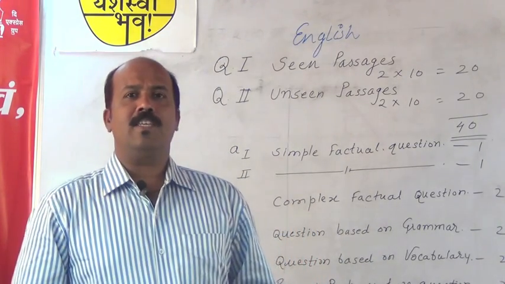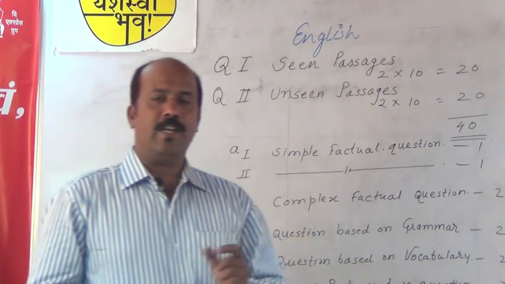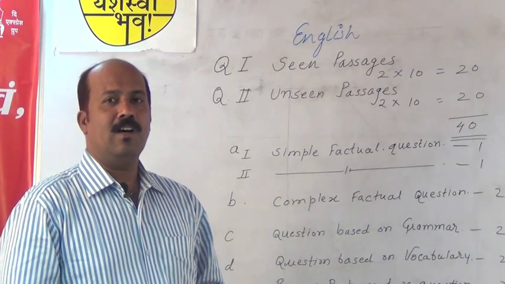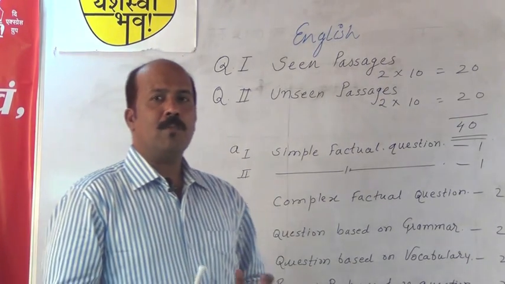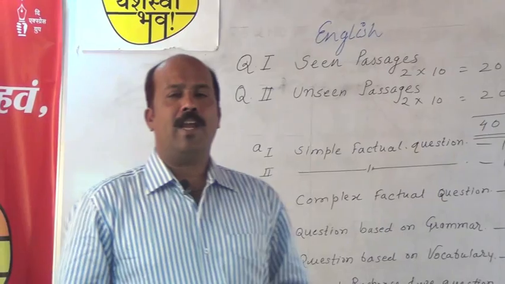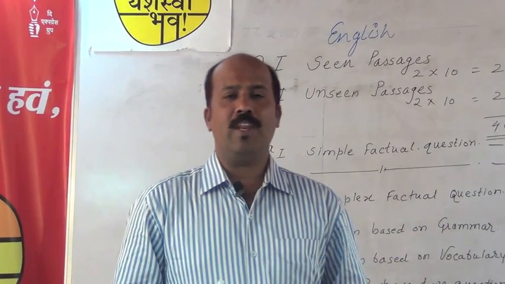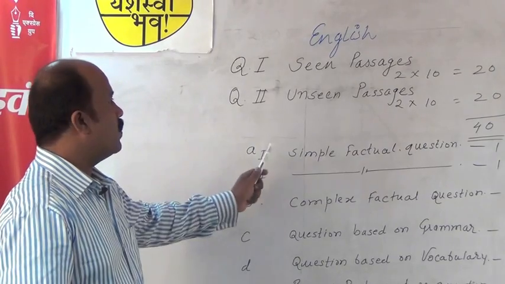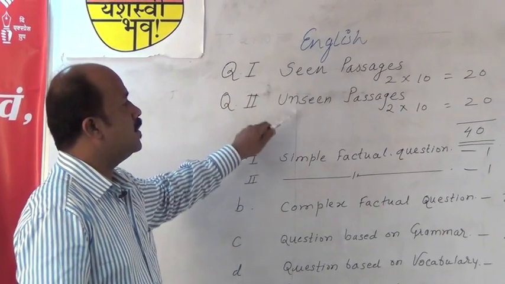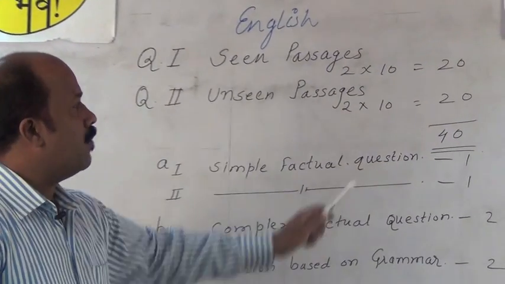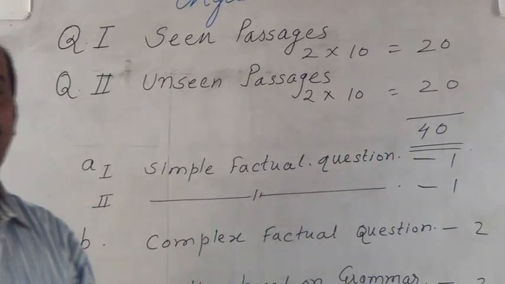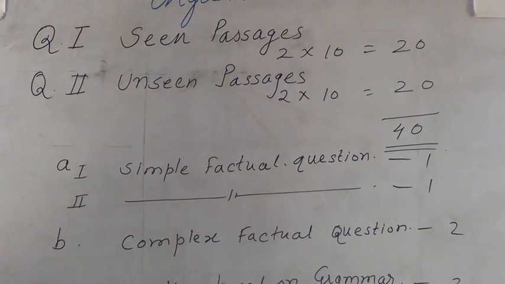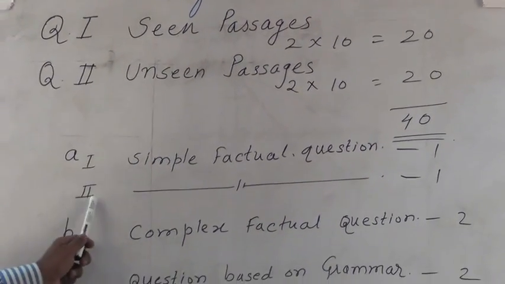Because most of the unseen passages are based on the units we have already studied in the textbook. So the pattern of question number 1 and question number 2 is very much the same. We know that in both the seen and unseen passages, both the questions are for 40 marks. The pattern of both the questions is like this: A1, A2.